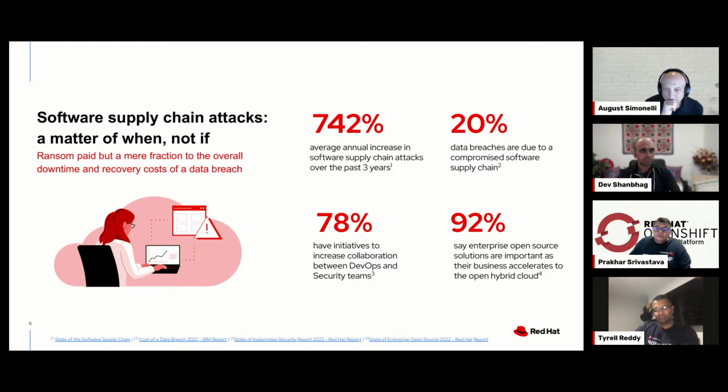Now, the good news. 78% of organizations are looking to collaborate, bringing DevOps and security teams together. They want to work together and find out what can be done to protect from these attacks. And 92% of organizations believe that OSS solutions are pivotal for the transition to the open hybrid cloud. That's the good news for us. People have started thinking and talking about it, so at least let's see how we apply all these things.